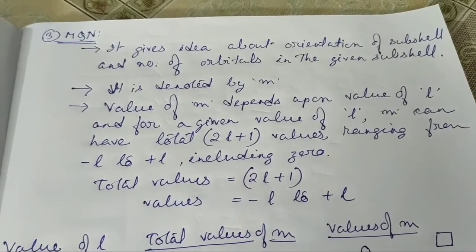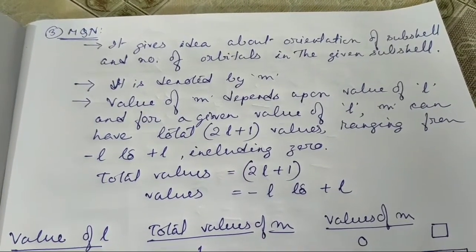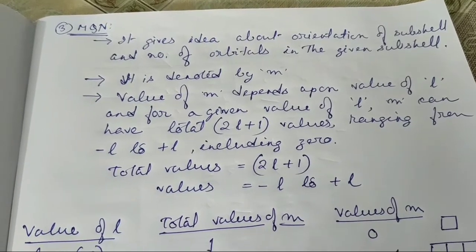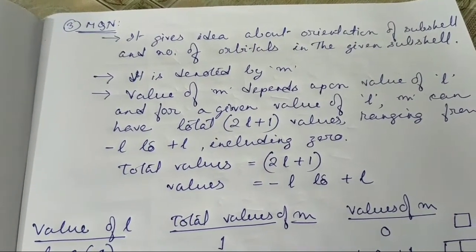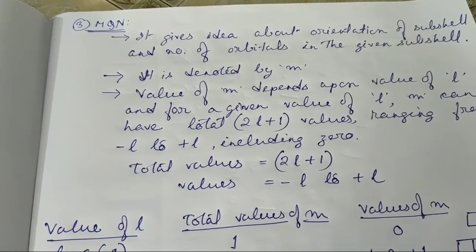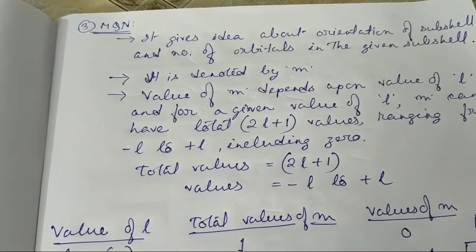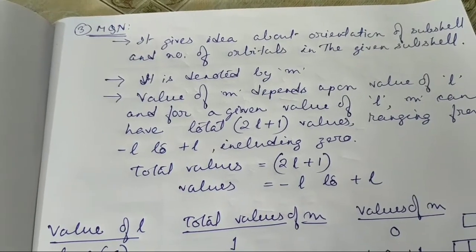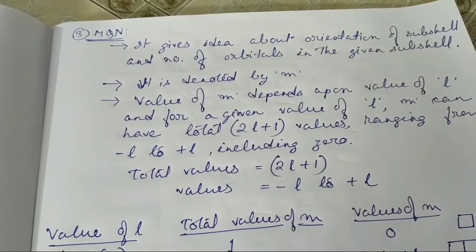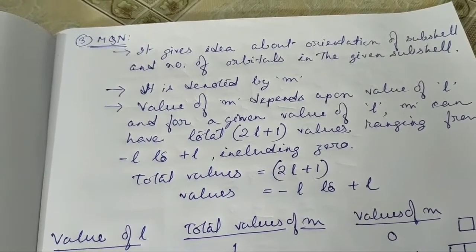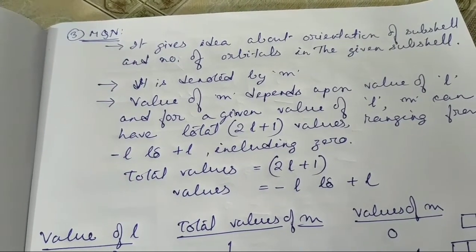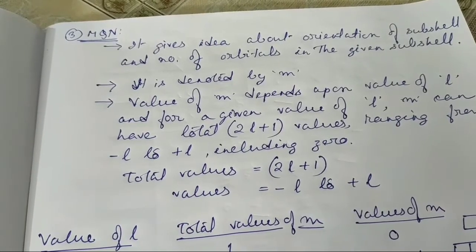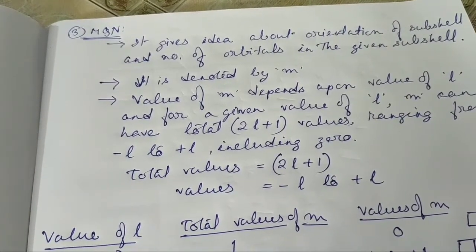MQN. It gives the idea about orientation of subshell and the number of orbitals in the given subshell. That means shell, then subshell, then you are coming to orbital, and subshell is also known as orbit. It is denoted by small m, and value of m depends upon value of L.